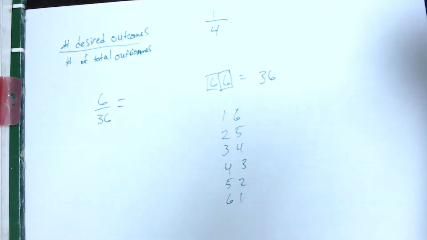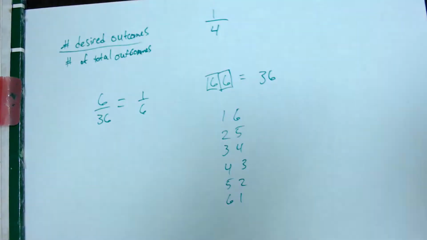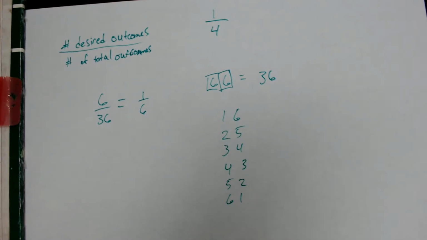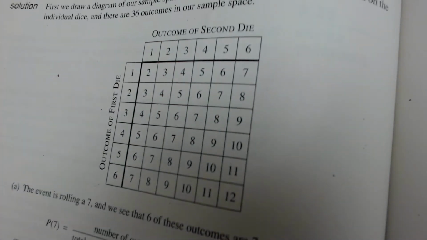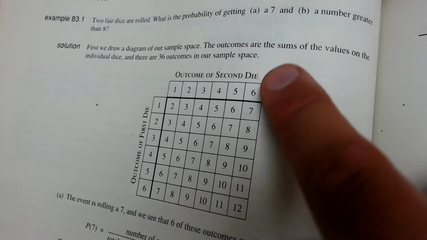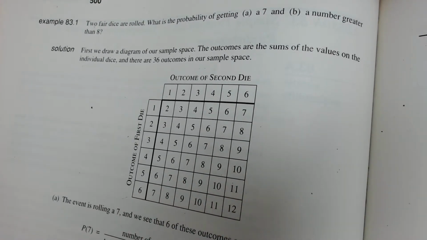So then I can count them like that, and 6 over 36 would give me a probability of 1/6. That's one way to do it. The other way to do it is, page 500 in your textbook has a cool little chart. You can look at this chart and see, hey, 1, 2, 3, 4, 5, 6 possibilities of getting the number 7.